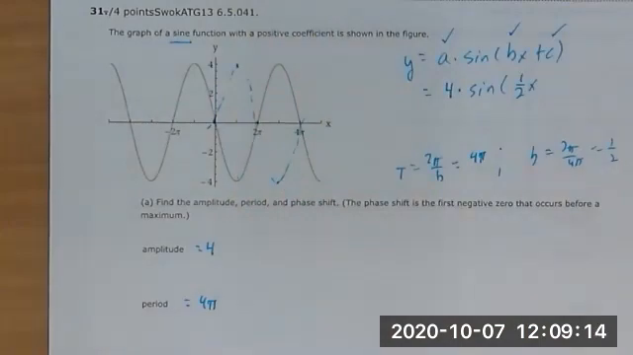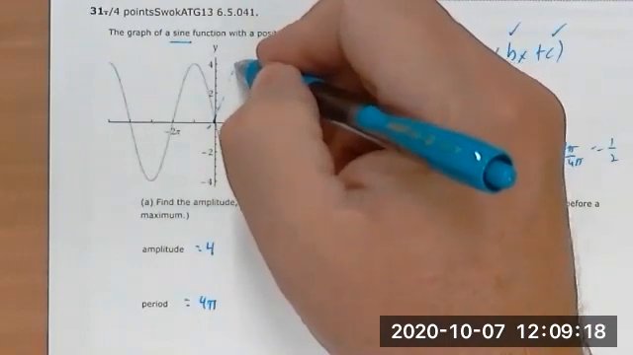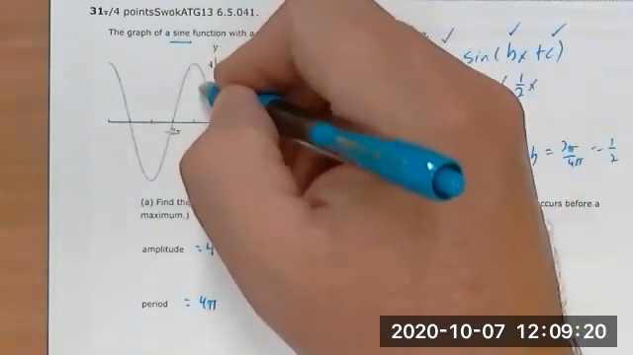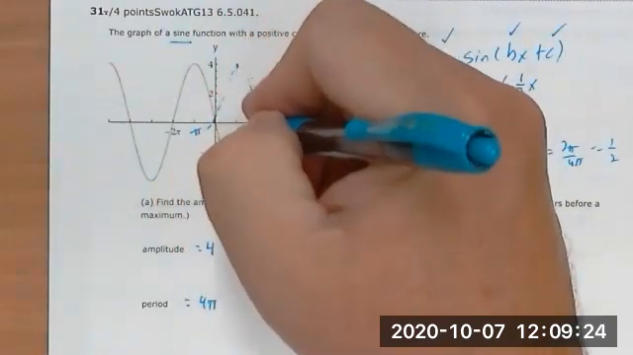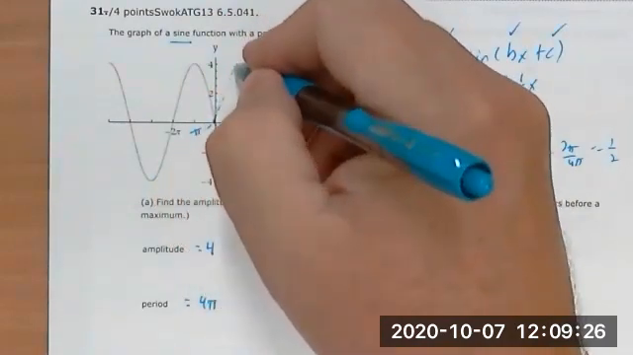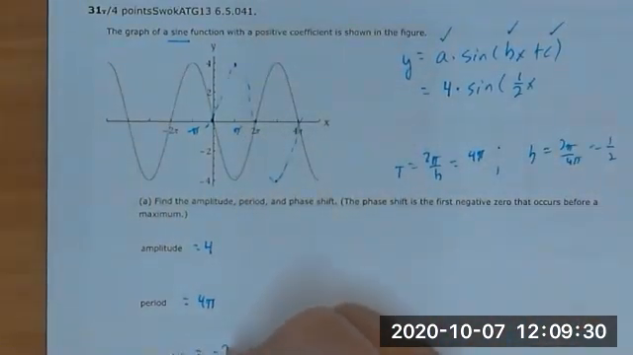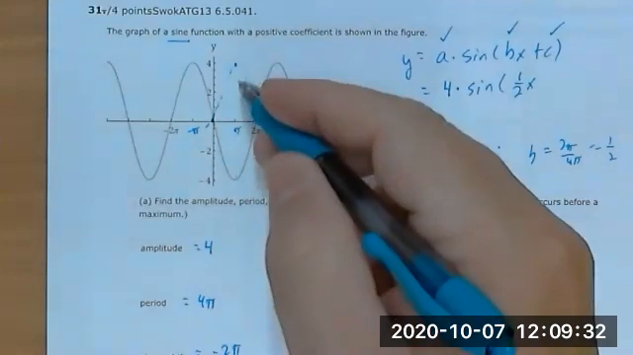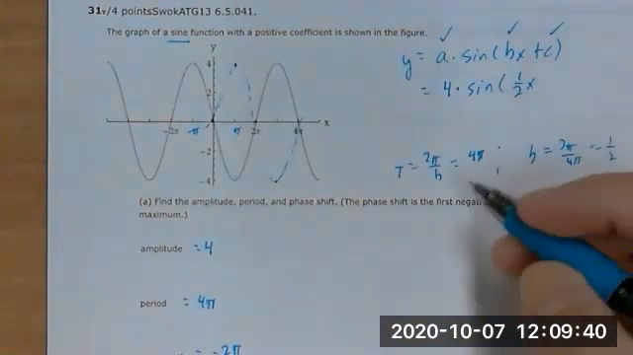Now the question is, how far do I have to go to the left to get from the standard sine wave to mine? So this right here looks like it's at negative pi. This here is at pi. Looks like I had to move negative 2 pi for a phase shift.